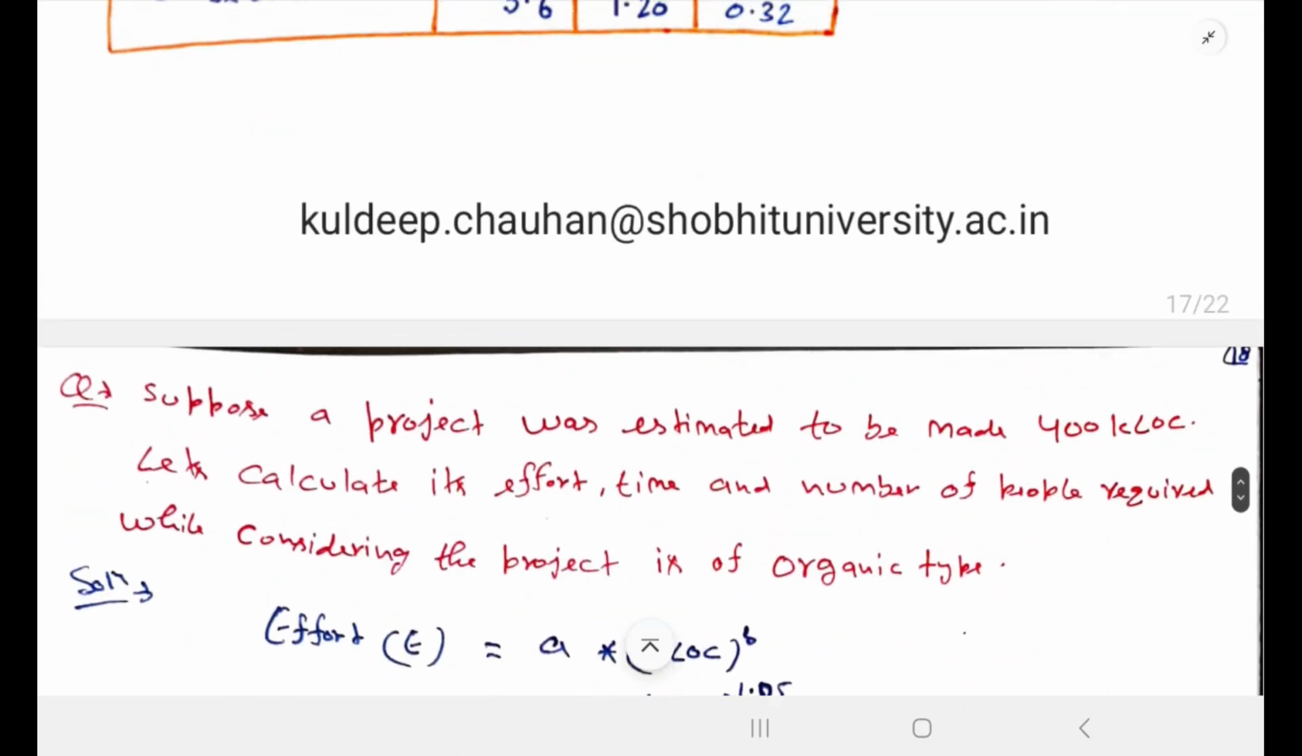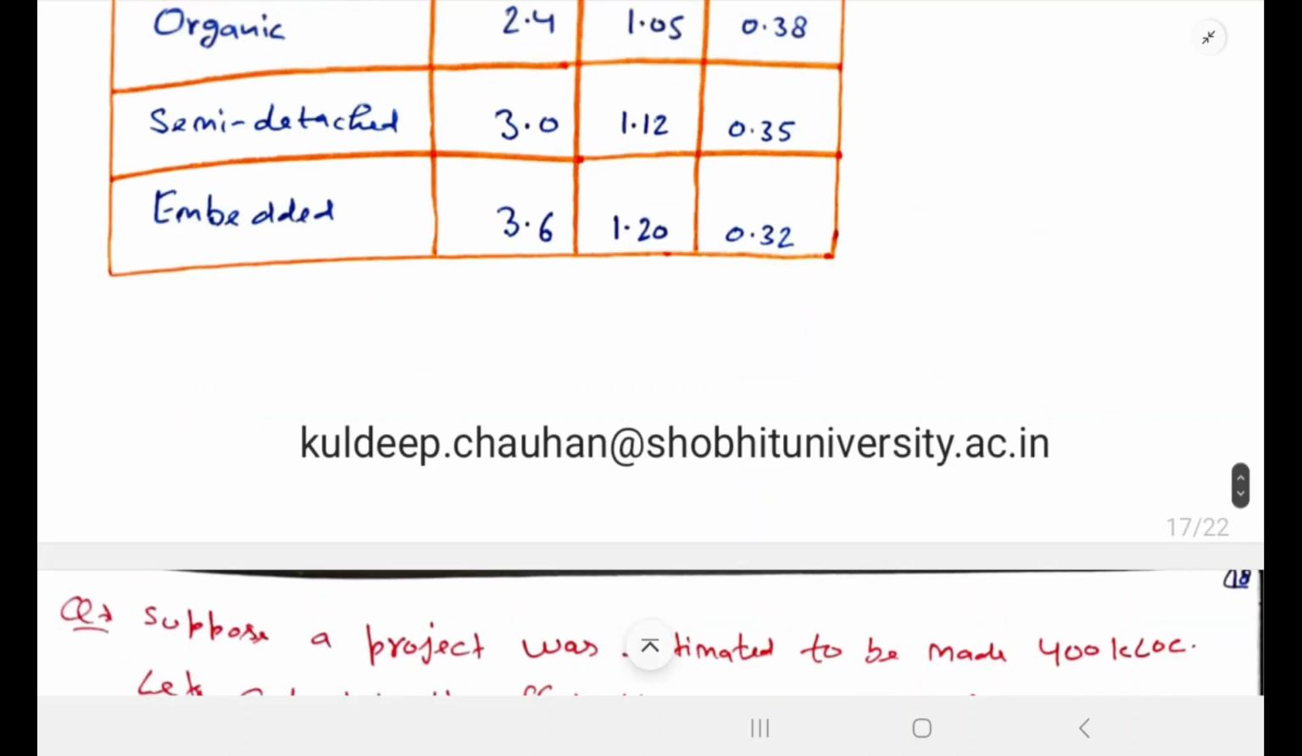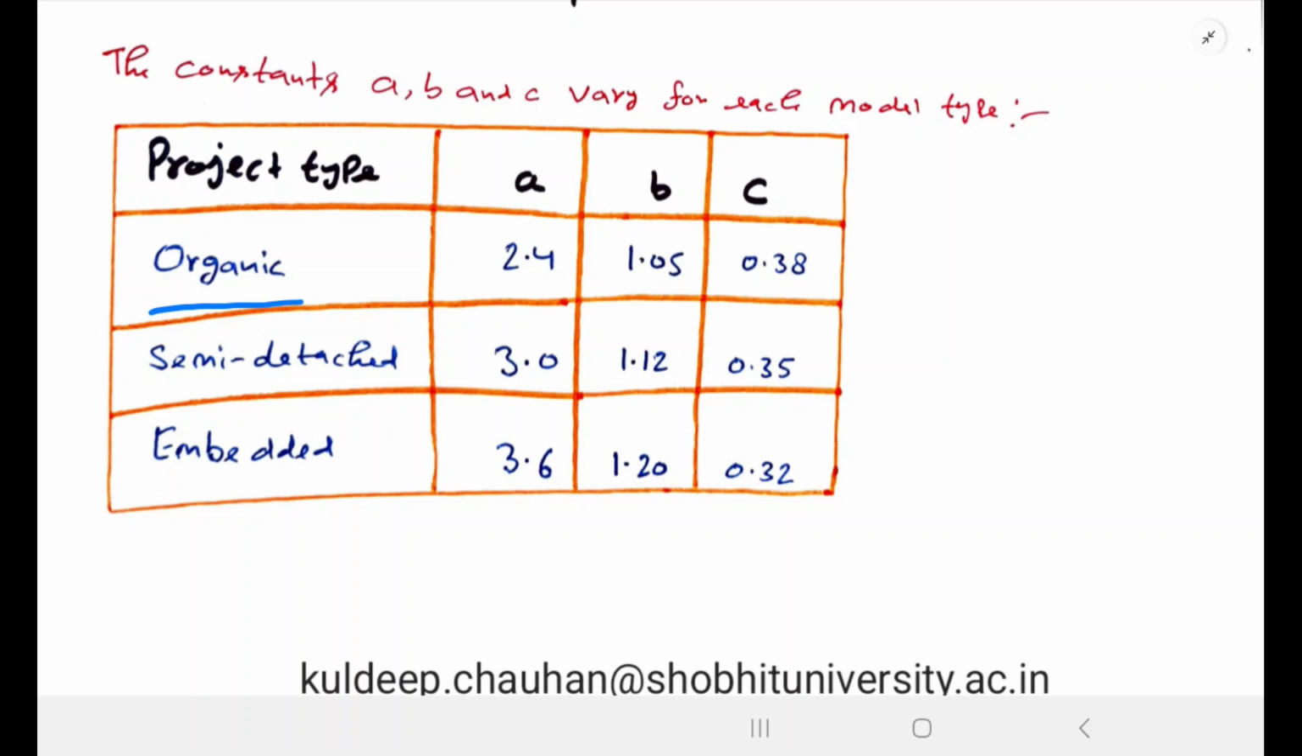Let's take an example. Suppose a project, this is an example of how the question will be asked and will appear in your question paper. Suppose a project was estimated to be 400 KLOC. Let's calculate the effort, time, and number of people required while considering the project is organic type. This will be mentioned in our question, that what is the type of project. Here it is clearly mentioned that our project is organic type, so we will take the values of a, b, c from organic.